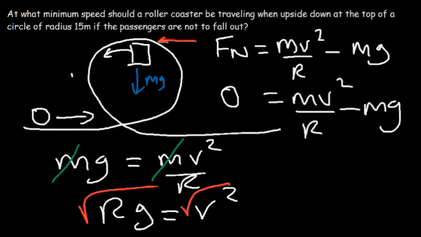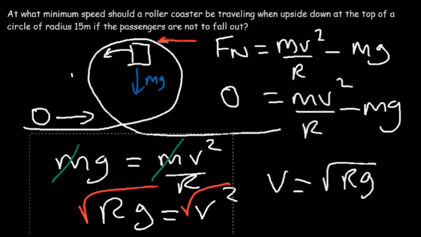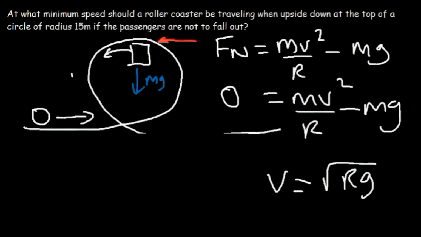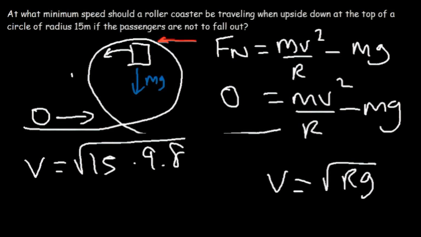So the minimum speed is simply the square root of the radius times the gravitational acceleration. In this example, the radius is 15, g is still 9.8. And the minimum speed is 12.1 meters per second.